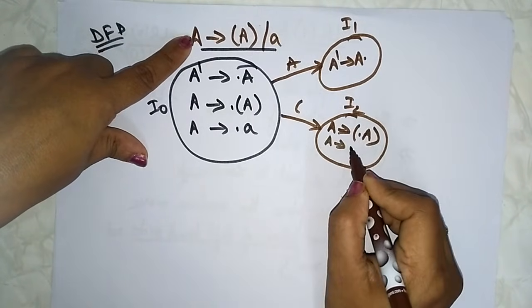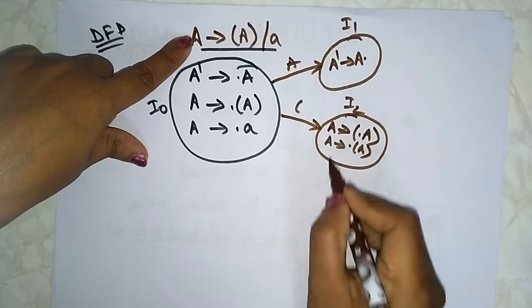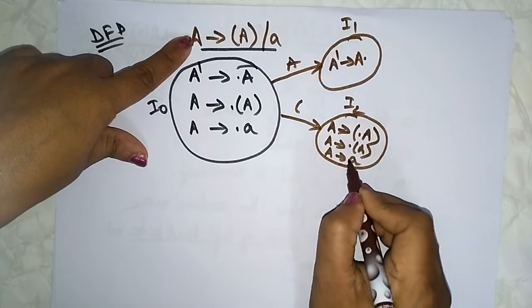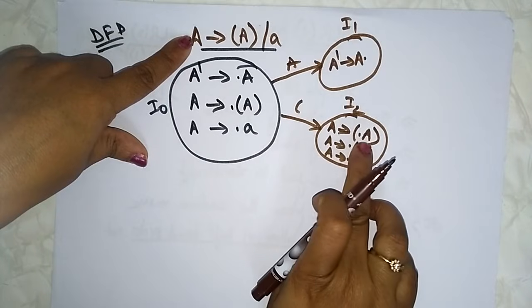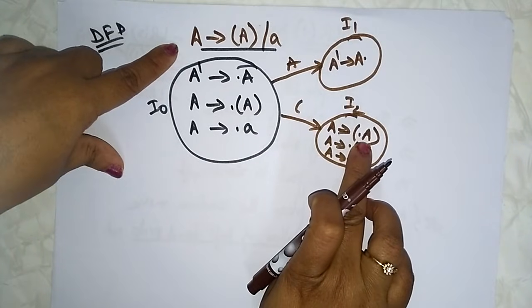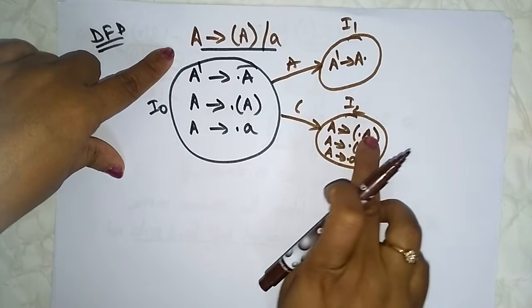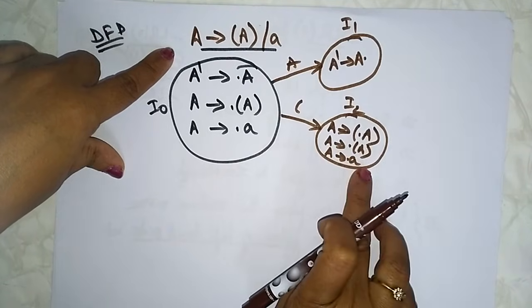A determines dot A, and A determines dot small a. So I have just written whatever productions are present for this non-terminal. So I have written everything.